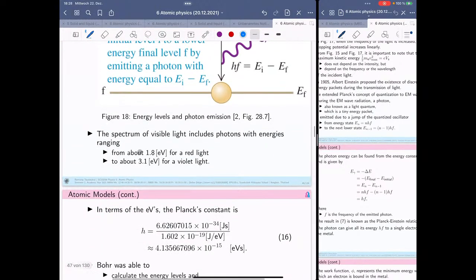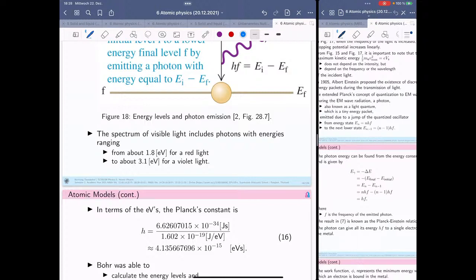The spectrum of visible light includes photons with energies ranging from, that's the visible region for human eyes, please note, 1.8 eV for the red light, to about 3.1 eV for a violet light. This is the region for the human eye, for observable detection by human eyes.